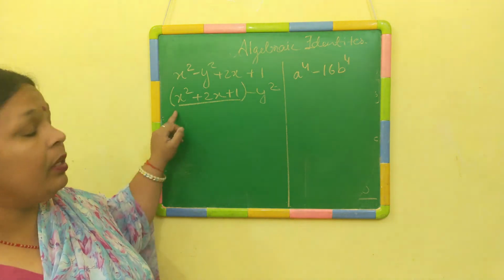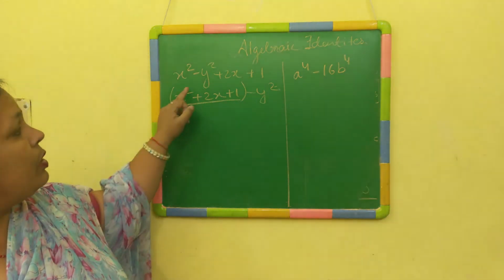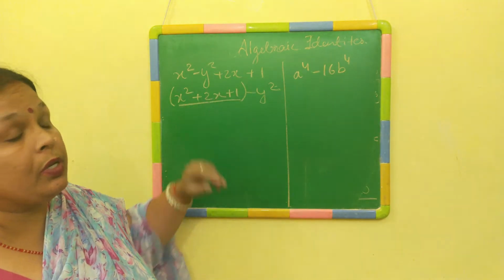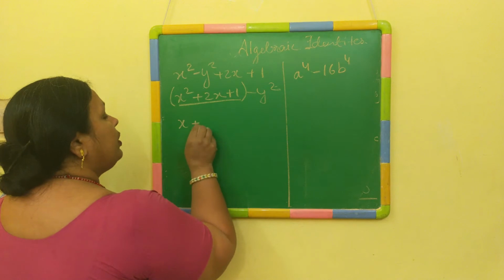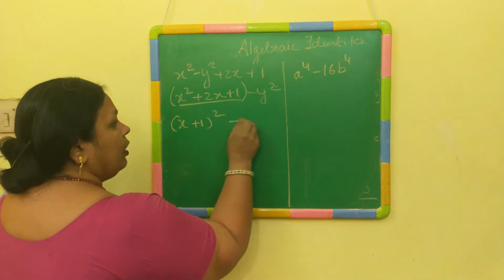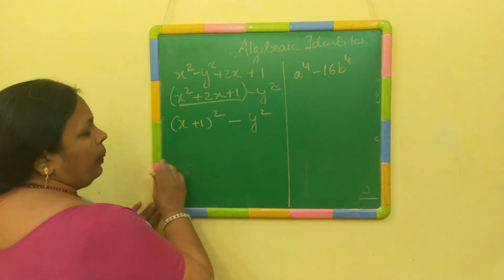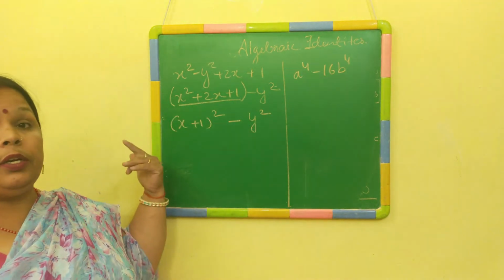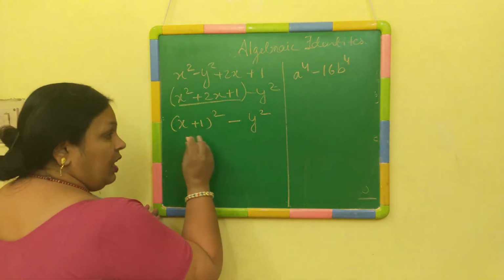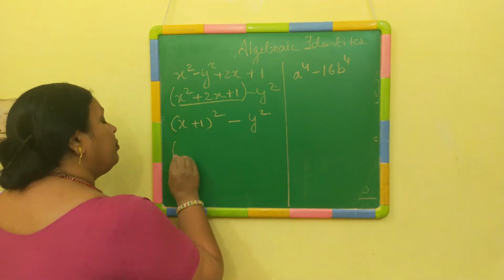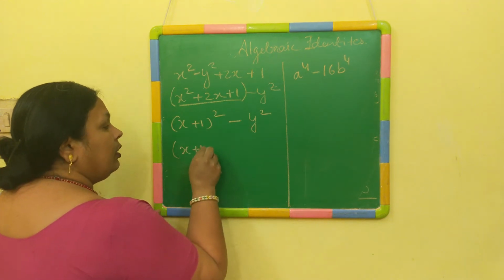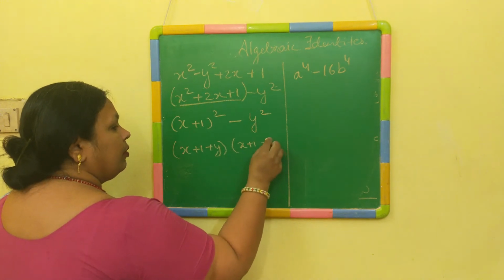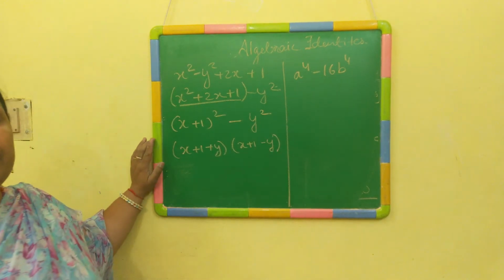Clear? So we can observe something here. What are we observing? a square plus 2ab plus b square, where b is 1, so this is (x plus 1) whole square. Remaining is minus y square. This is in the form of a square minus b square. Now recall the identity: a square minus b square is (a plus b) into (a minus b). What is a? What is b? Clear? Isn't it so easy?